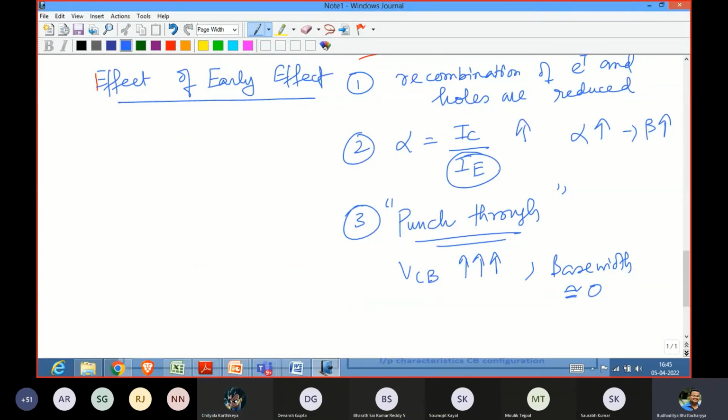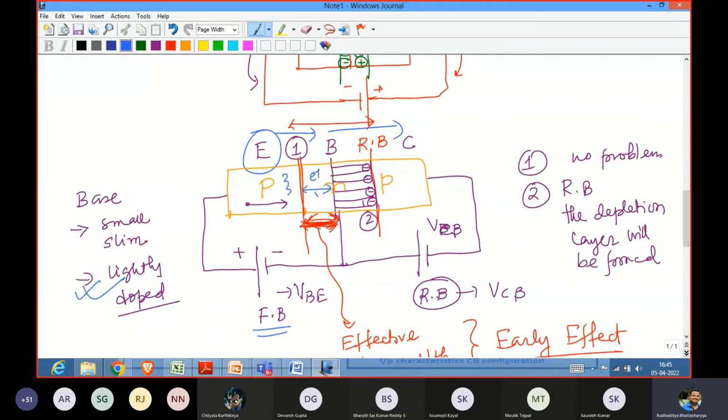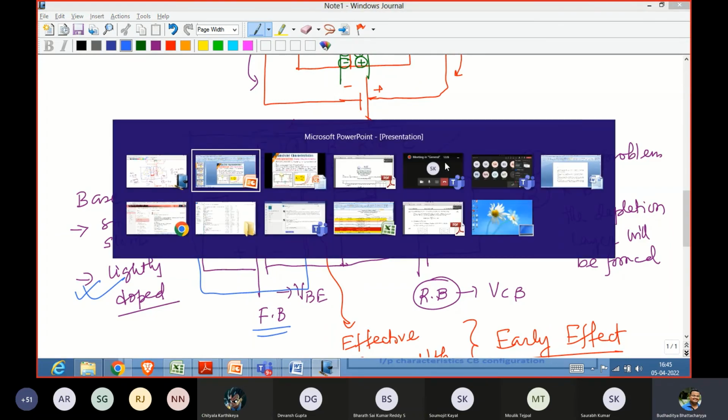IE is the emitter current. The emitter current is generated because, if you observe the first part, this is forward biased. So the forward bias will initiate the IE current. What I want to say is that till this portion, it is untouched. It is just acting like a normal PN junction diode. But whatever magic is happening is in this second half, where the depletion layer is making all kinds of changes.